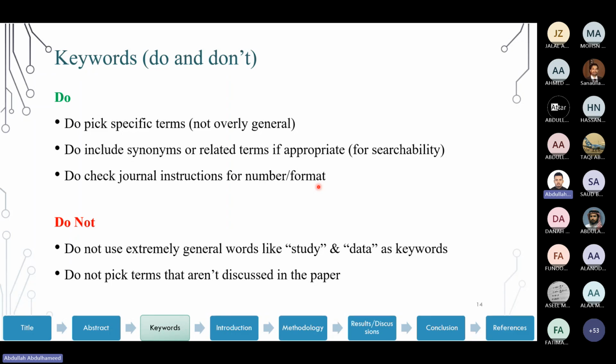Now, what are the things that you should avoid? Number one, do not use extremely general words like study, data. These things are very general. Try to avoid them because they are useless. They will not help you with indexing. Also, do not pick terms that aren't discussed in the paper. This is similar to the abstract. Anything that is not in your paper, try to avoid that. The keywords, the title, and the abstract must only focus on the things that you have done in your research.